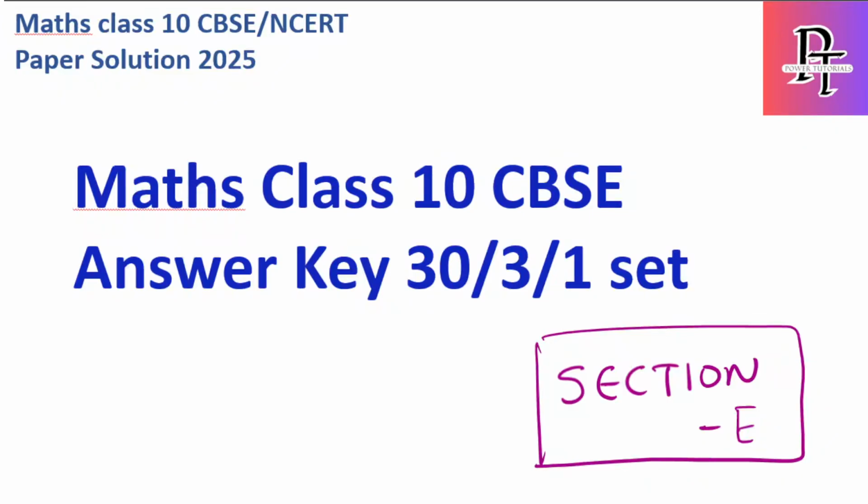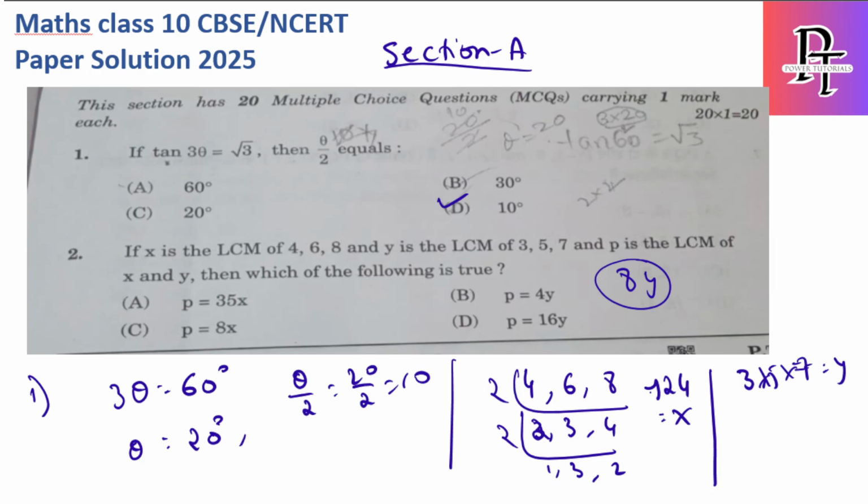Today we'll see section E of the Maths Classroom CBSE answer key 30/3/1 set. In the previous videos I have covered sections A, B, C and D. If you are new to this video and want to check those sections, I'll keep those links in the description. You can go there and check sections A, B, C, D. Today we'll cover section E questions.